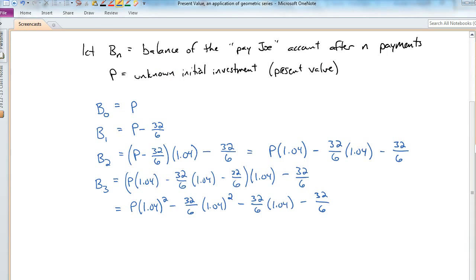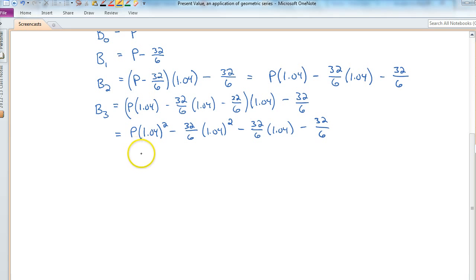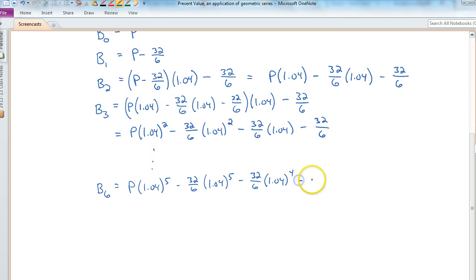Okay, well, I see a pattern developing here, so rather than write B sub 4, B sub 5, and B sub 6, I think I'll just skip straight to B sub 6, because that's the goal, because there should be 6 payments made. So if you notice, after 3 payments, the exponents are 2, 1, 0. So after 6 payments, this should be 1.04 to the 5th minus 32 sixths times 1.04 to the 5th minus 32 sixths times 1.04 to the 4th, and it's going to be minus all the way down to my last payment.